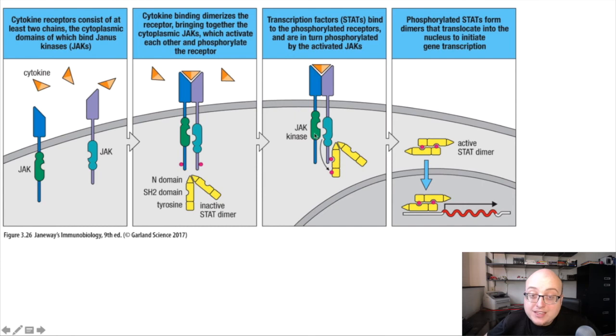Once STAT is recruited, it can then be phosphorylated by the JAK kinases, and when the STAT transcription factor is phosphorylated, it becomes active and dimerized. It can now translocate to the nucleus to drive immunological gene expression. So this process that we call JAK-STAT signaling happens with many, many cytokines. We'll see it over and over again.